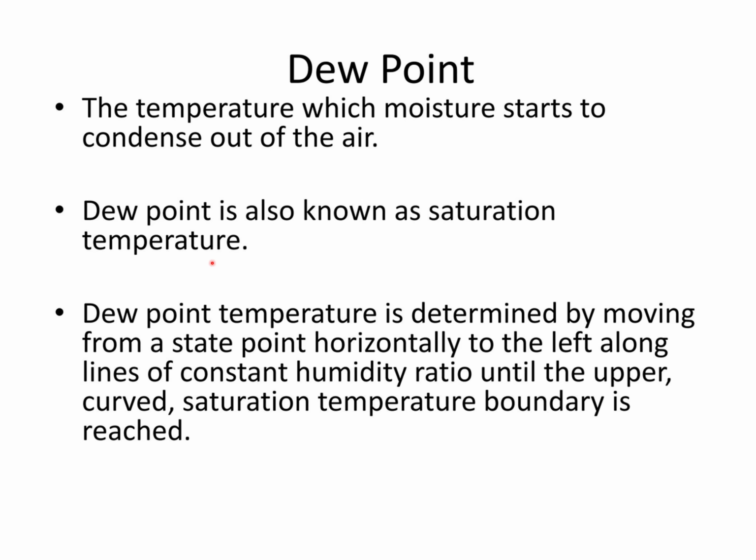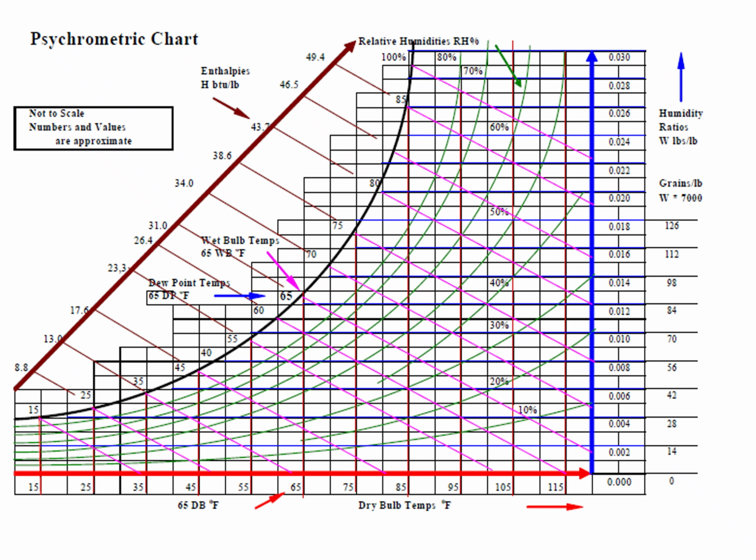Dew point, the temperature at which moisture starts to condense out of the air. Dew point is also known as saturation temperature. Dew point temperature is determined by moving from the state point horizontally to the left along lines of constant humidity ratio until the upper curved saturation temperature boundary is reached. So this is our psychrometric chart, which seems to be very complex.